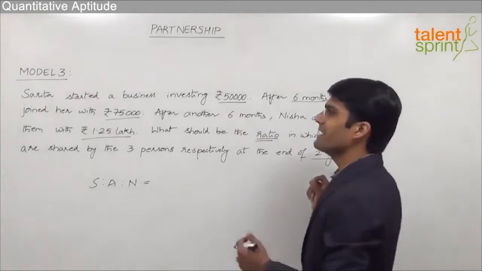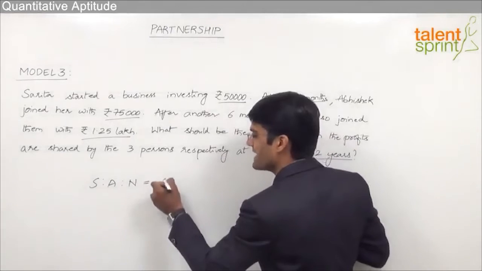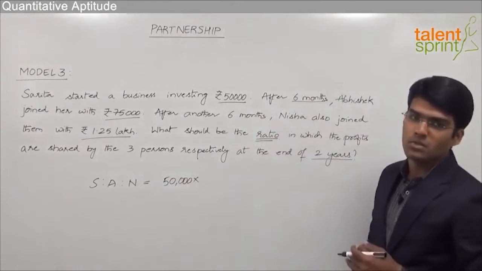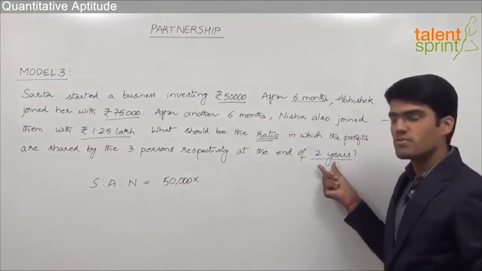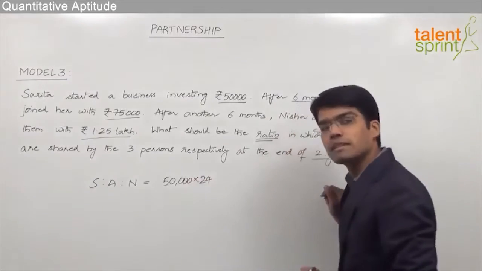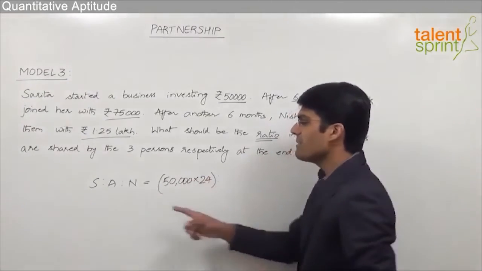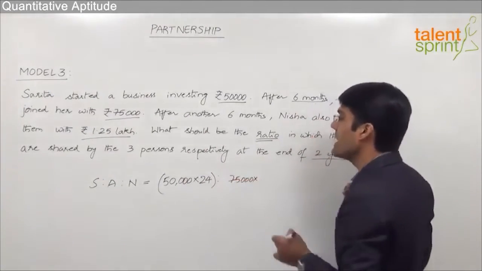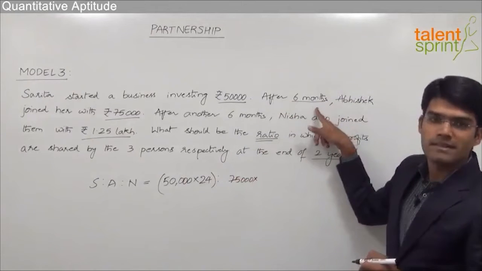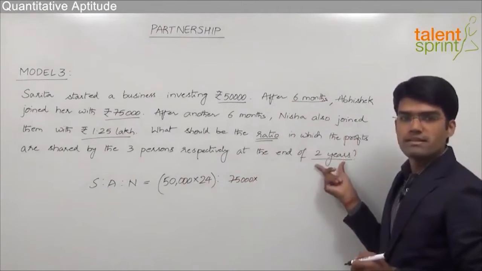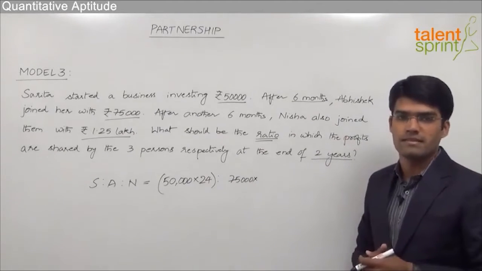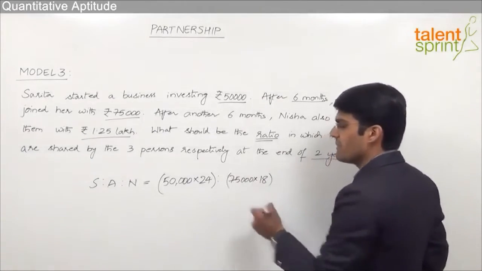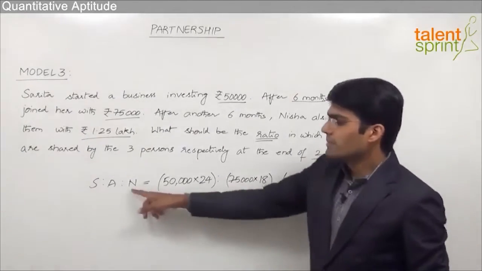Now from the given question, Sarita started the business with 50,000. So we can say that investment made by Sarita is 50,000 and she was there in the business for the total period. That is nothing but 2 years. So we can say that Sarita was present for 24 months. This is to the investment made by Abhishek is 75,000. So 75,000 is the investment and Abhishek joined Sarita after 6 months. That is from the total period of 2 years, Abhishek was not present for the first 6 months, which means he was present only for 18 months. So his investment was there for 18 months is to, the third person here is Nisha.